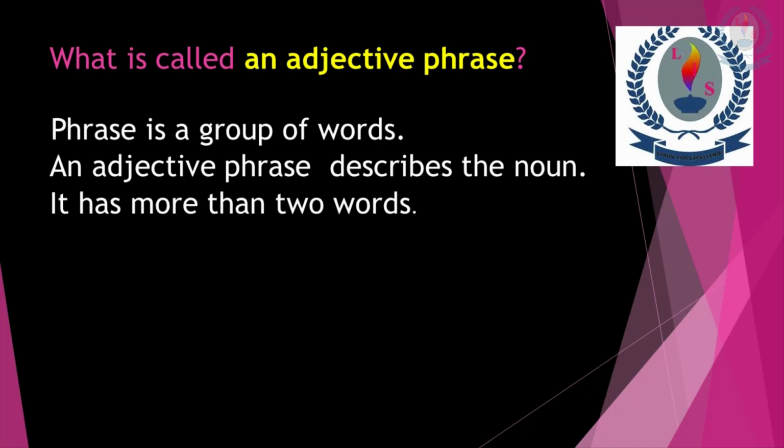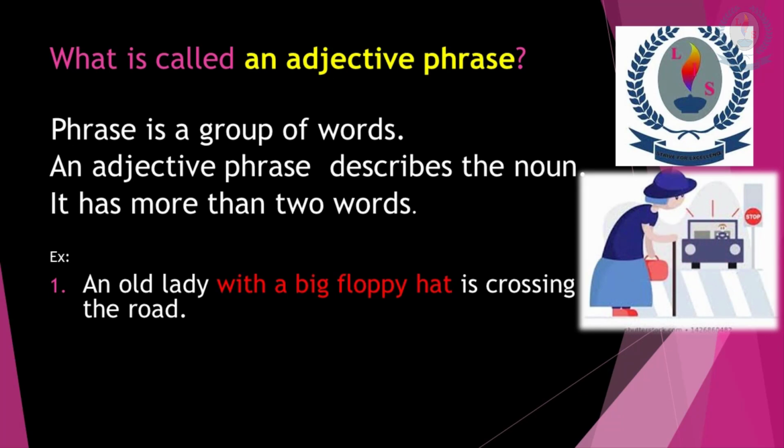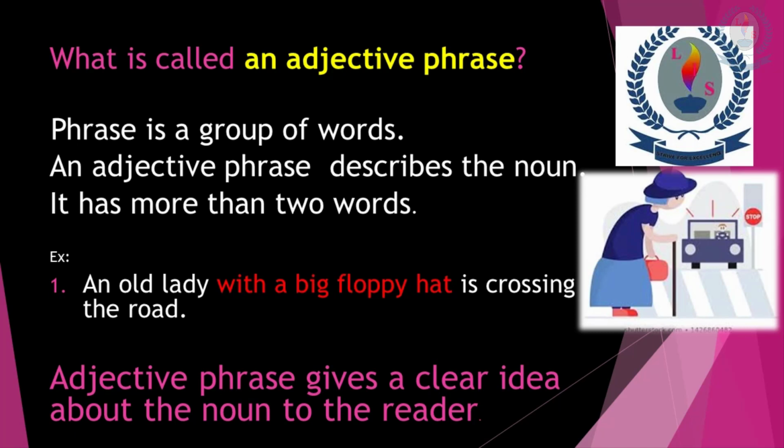Here, I have taken the same example using an adjective phrase to describe the old lady further. Let's see. An old lady with a big floppy hat is crossing the road. Can you see? I have highlighted this adjective phrase of this sentence with red color. Say louder what the adjective phrase is. Yes, it's with a big floppy hat. The adjective phrase of this sentence describes the noun lady further. When we use an adjective phrase in a sentence rather than using a single adjective, it gives a clear idea about the noun to the reader.